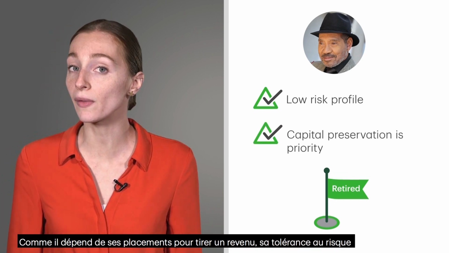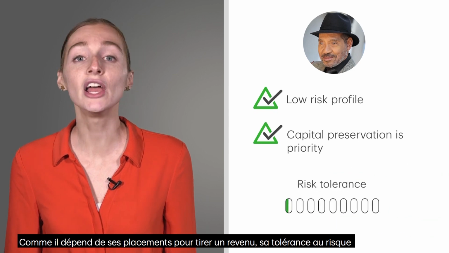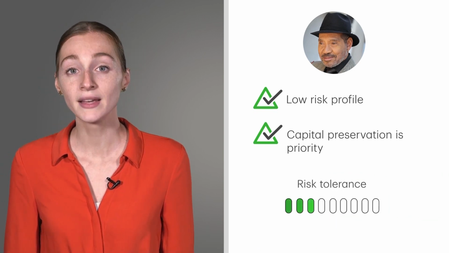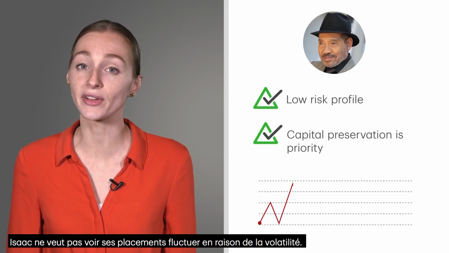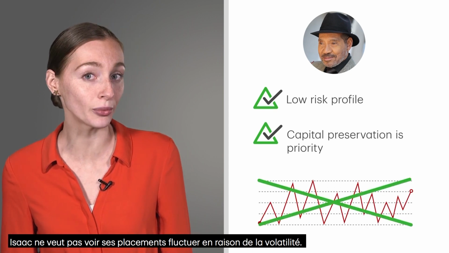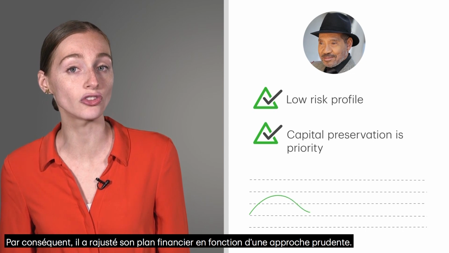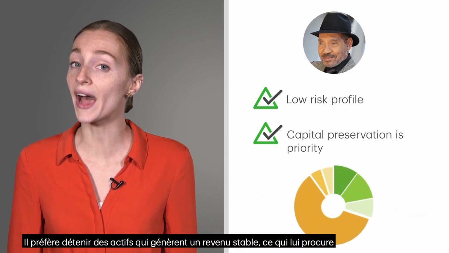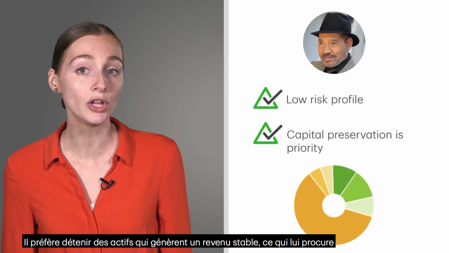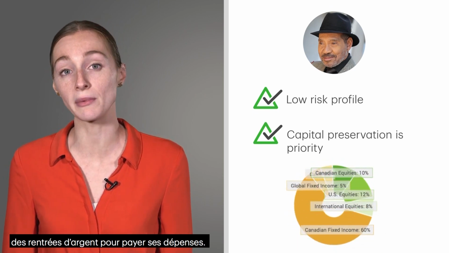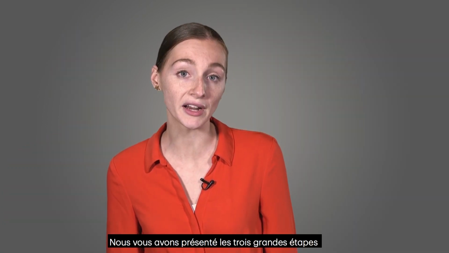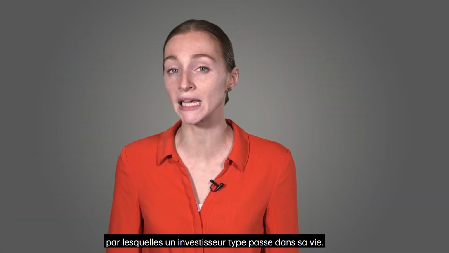Because he primarily relies on his investments as income, his risk tolerance is far lower than that of Nadia and Maria. Isaiah doesn't want his investments to experience volatile up and down swings, so he adjusted his financial plan to take a more conservative approach. He prefers to hold assets that generate stable income so he can regularly receive a stream of cash flow to pay for his expenses. These are 3 primary phases that a typical investor may encounter in their life.